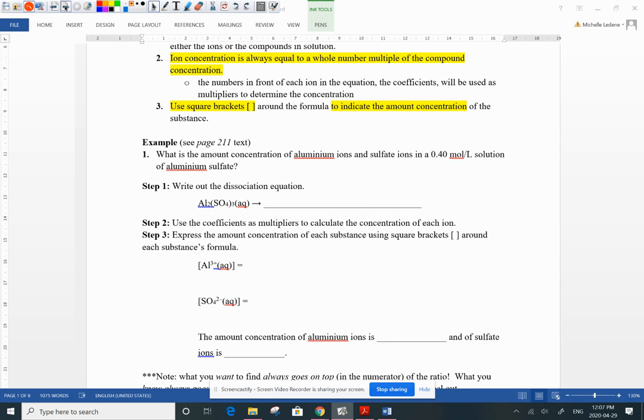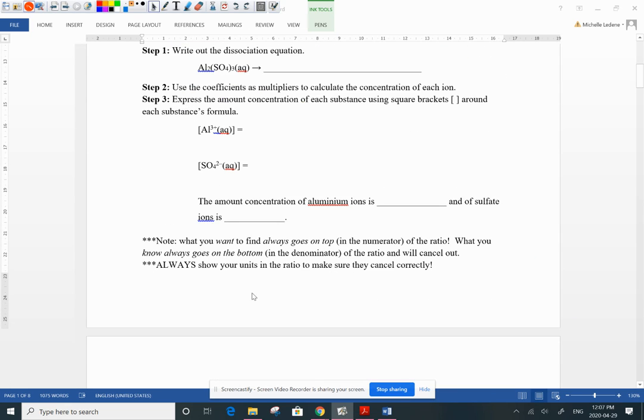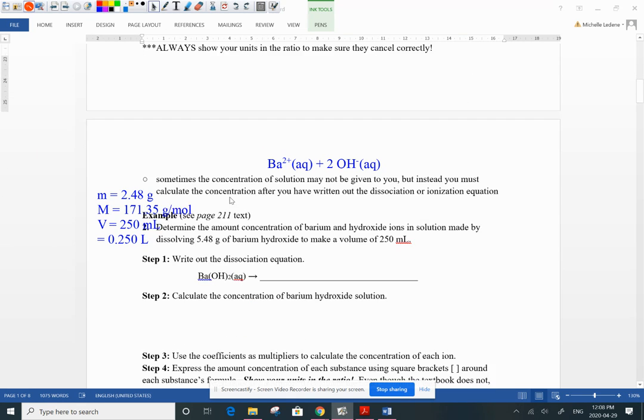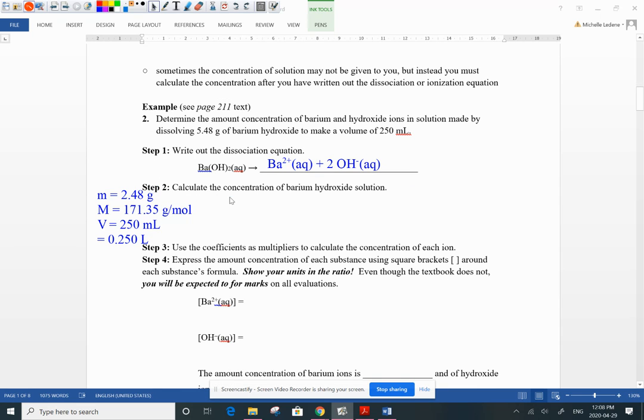Okay, so it's very similar to what we have done with stoichiometry, and it's just like doing a mole ratio. And don't forget to show your units, make sure you're canceling things out correctly, and make sure that you are having your final answer with correct sig digs.